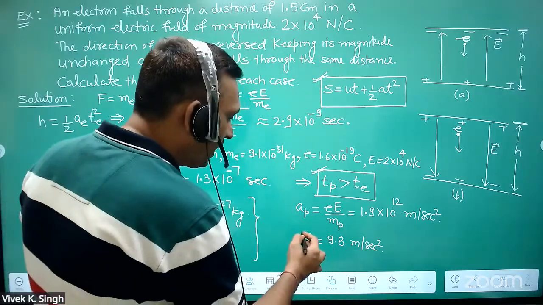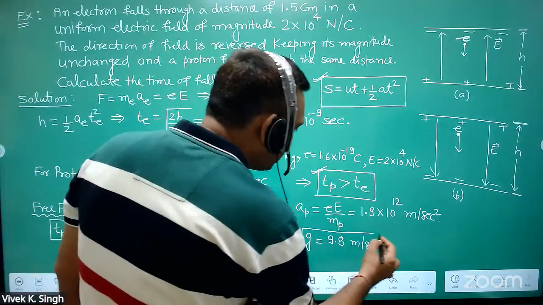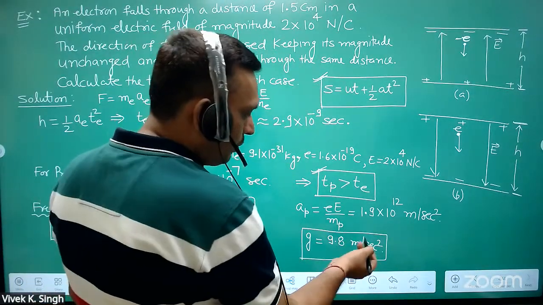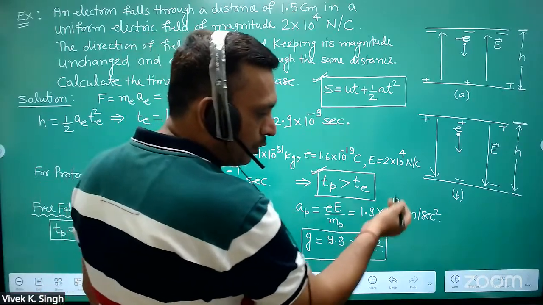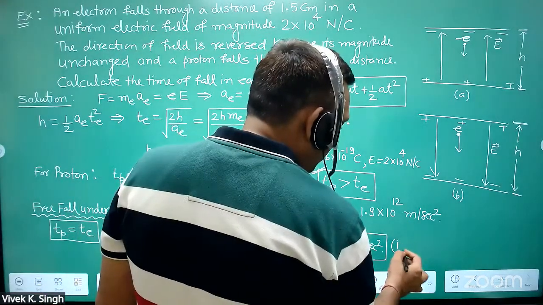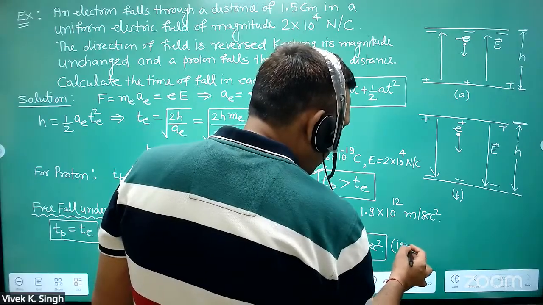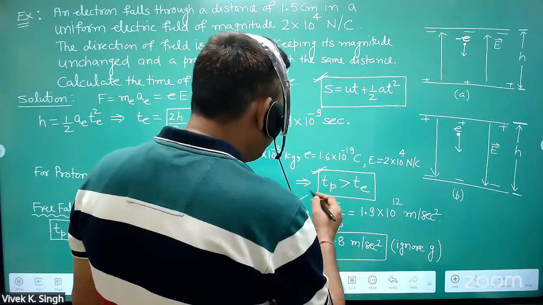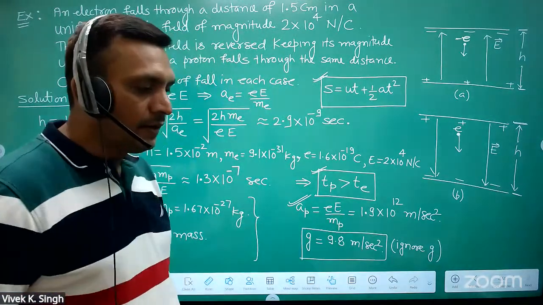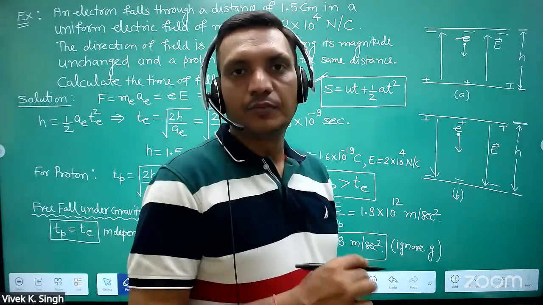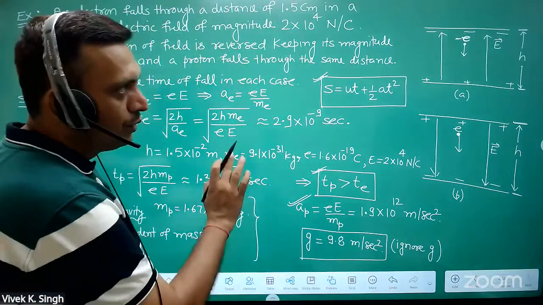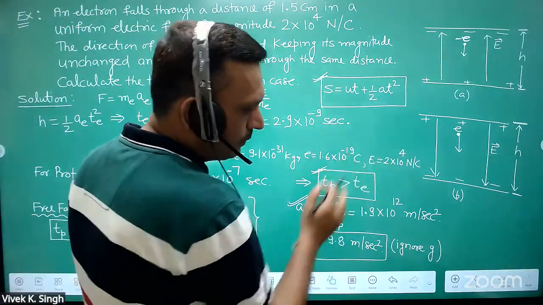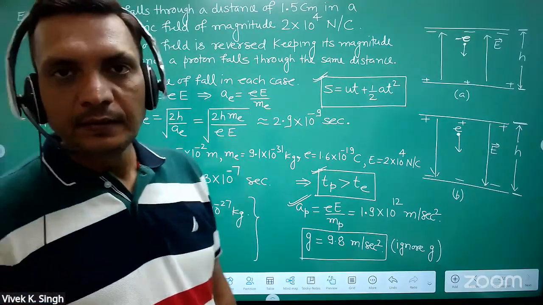That's why you can ignore the gravity, because this value is very small as compared to this acceleration. So we ignore gravity. Ignore g in comparison to the acceleration because of the electric field. So you must remember this particular example. Okay? Clear?